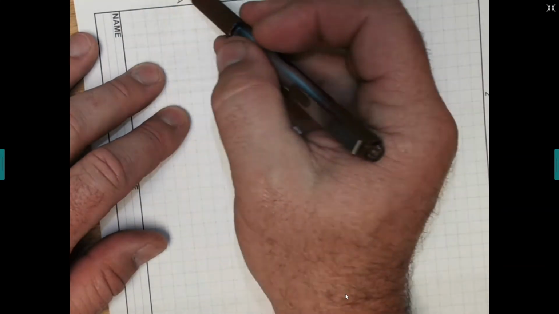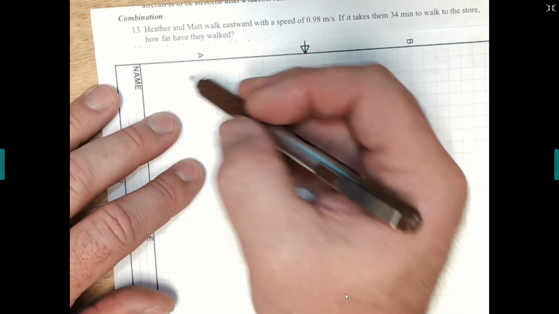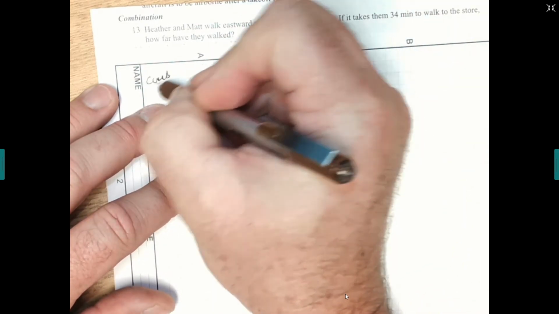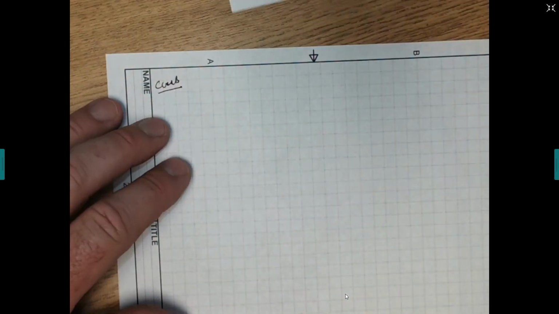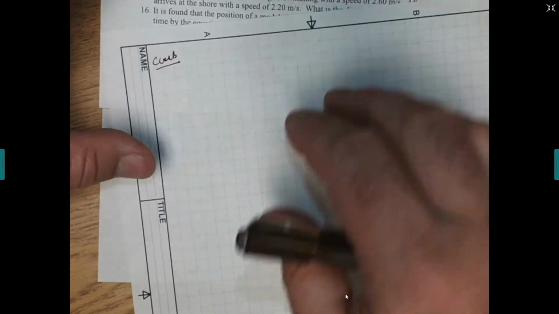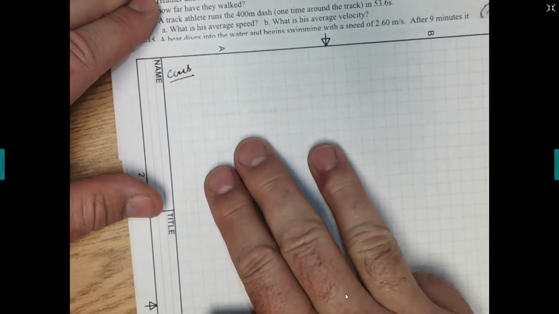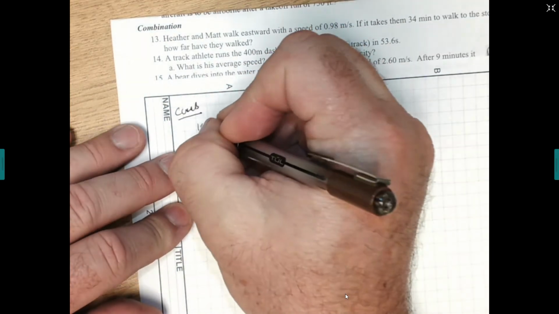All right, we're going to finish up our one-dimensional worksheet with the combination questions, 13 through 16. If you notice, your teacher kind of made a mistake. Number 13 is exactly the same as number 1, word for word. So we're going to skip number 13 because we've already done that one, and I think it was pretty easy. So we're going to jump right to 14.